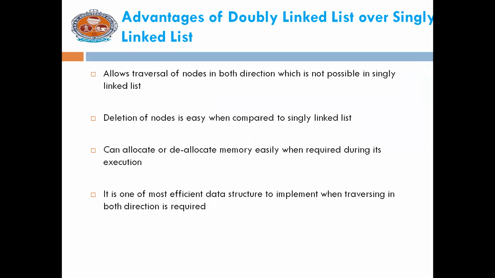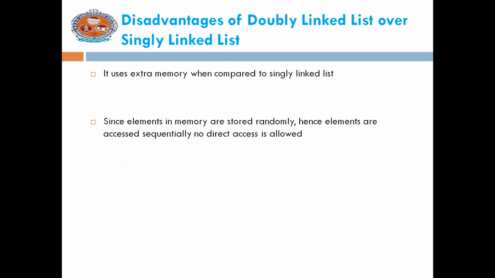Here come the advantages of doubly linked list over single linked list. In a doubly linked list, we can traverse in both directions, which is not possible in a singly linked list. Deletion of nodes is easy when compared to a single linked list, and you can allocate or deallocate memory easily when required during execution. And it is the most effective data structure to implement when traversing in both directions is required.